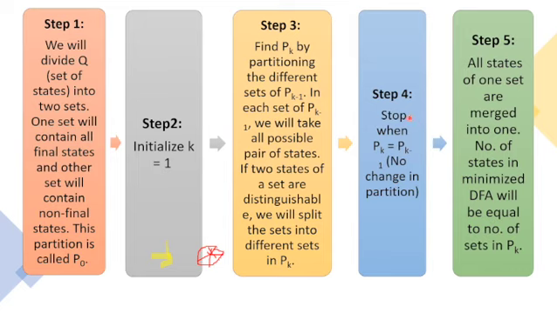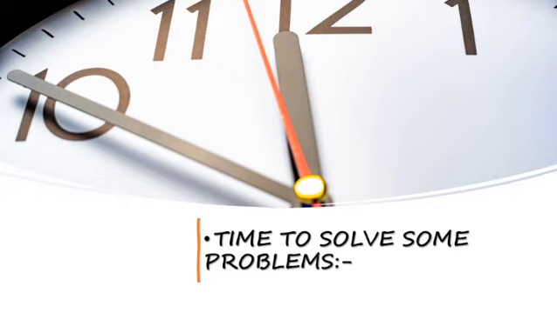Now let's go to step 4. Stop when Pk is equal to Pk minus 1, meaning there is no change in the partition. Now the last step to get the minimization of DFA is that all states of one set are merged into one, and the number of states in the minimized DFA will be equal to the number of sets in Pk. So now we discuss questions. The theory part is now over, and now it is time for problem solving.